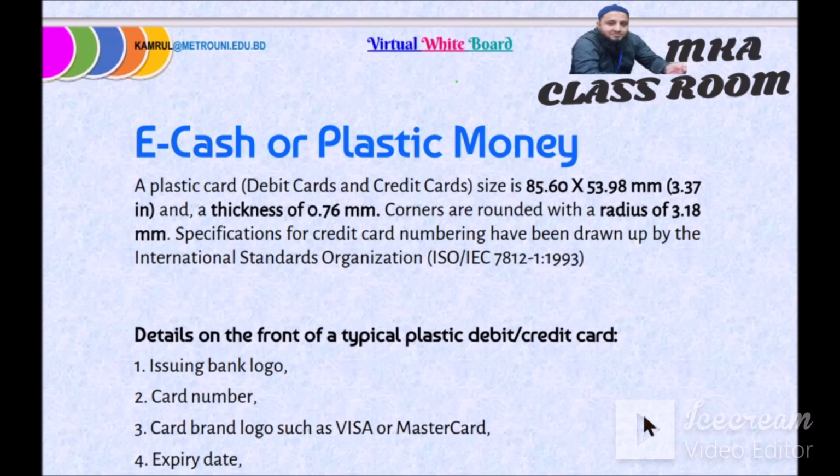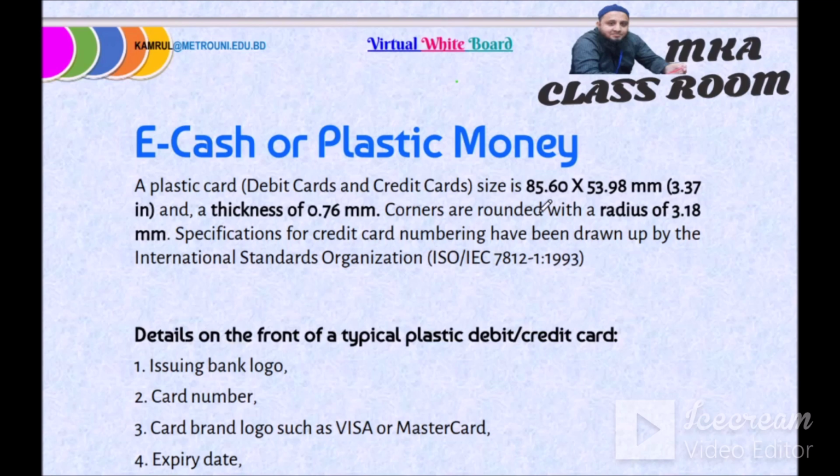Now in this session we will try to discuss details of plastic money or e-cash. Details about the cards we are going to discuss in here. A plastic card which we use for our payment may be a debit card or credit card. This card has a size, has a radius. Now these types of matters we are going to discuss in here.